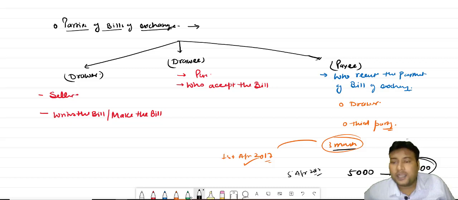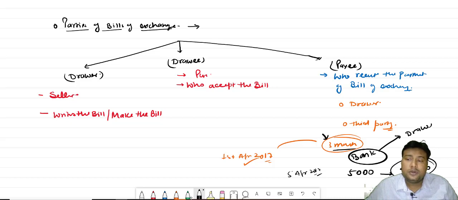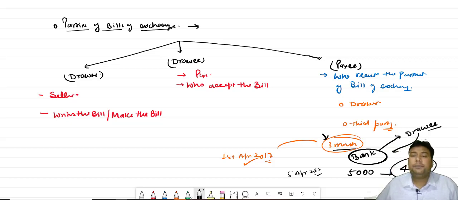So on the due date, after 3 months, who holds the bill? Bank. The drawee will make the payment on the due date, but the drawer already transferred the bill to the bank. So who will reach the drawee? The bank will reach the drawee, and the drawee will make the payment to the bank. So who becomes the payee? Bank. Bank is a third party. Third party means any party other than drawer and drawee. Look, this is the situation of how the payee can be other than the drawer.